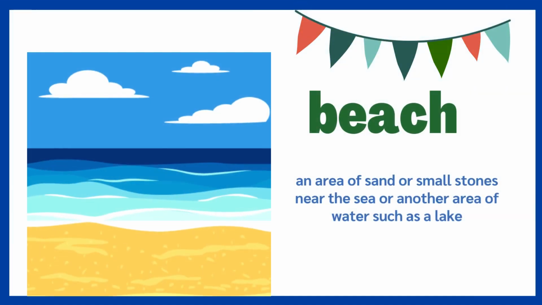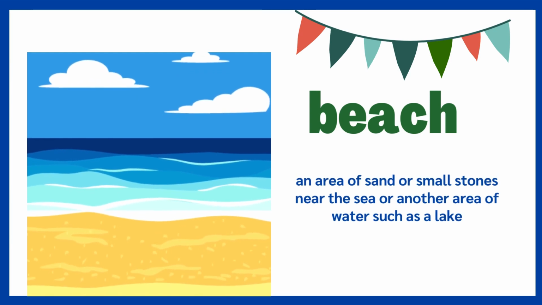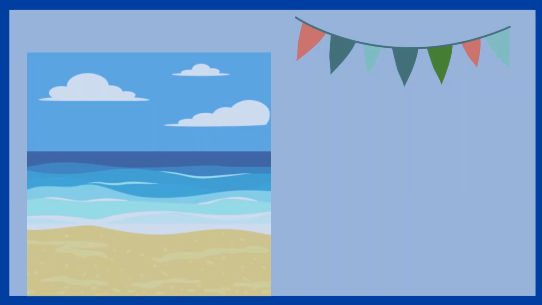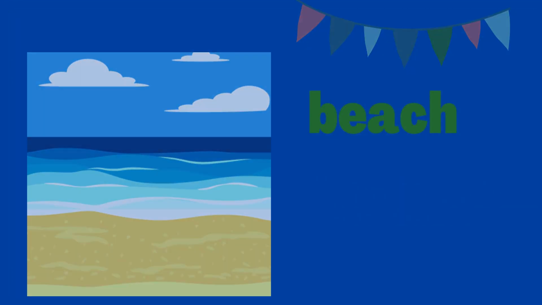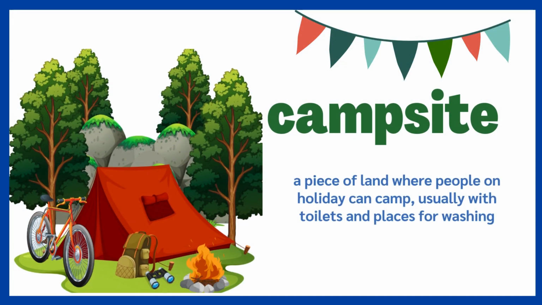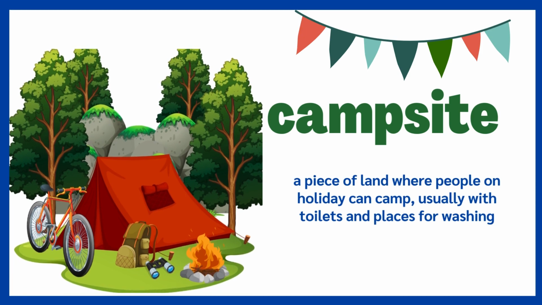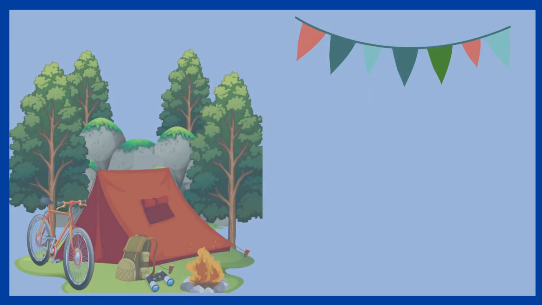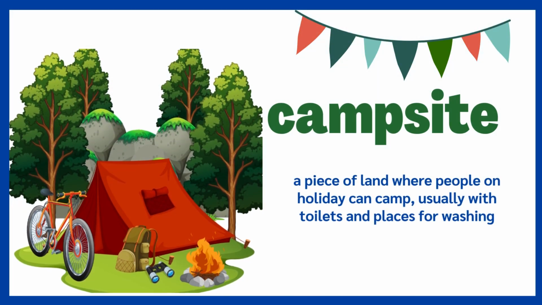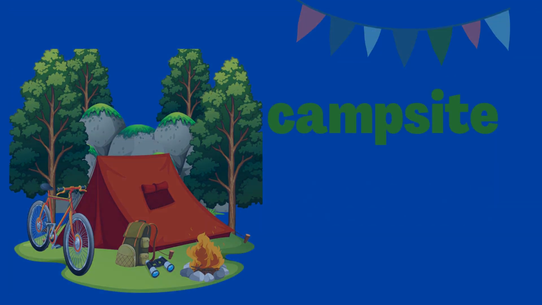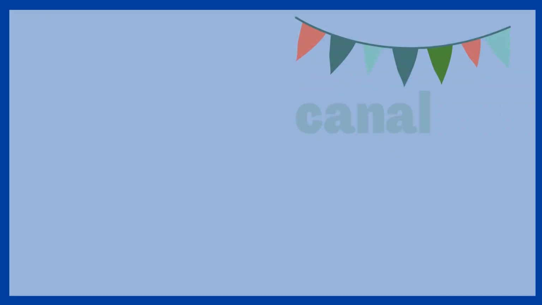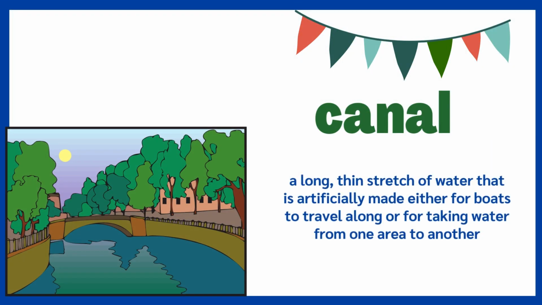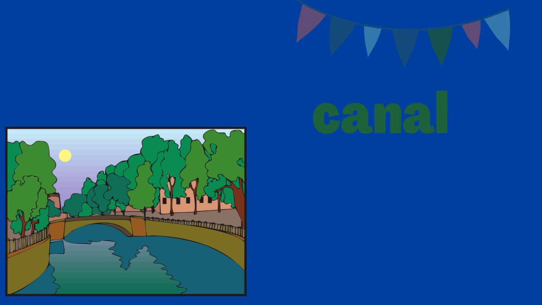Beach. An area of sand or small stones near the sea or another area of water such as a lake. Campsite. A piece of land where people on holiday can camp, usually with toilets and places for washing. Canal. A long, thin stretch of water that is artificially made either for boats to travel along or for taking water from one area to another.